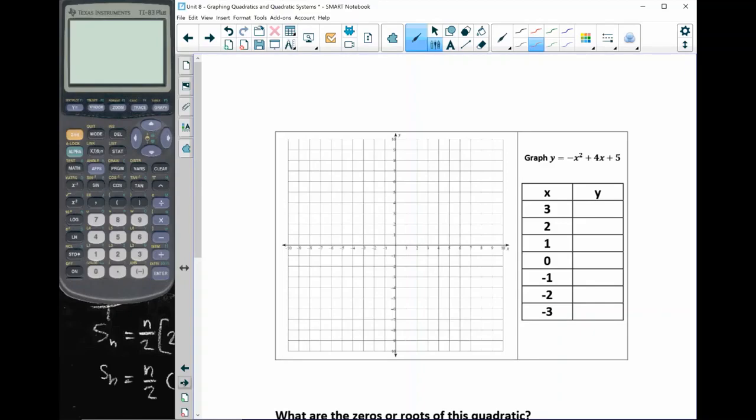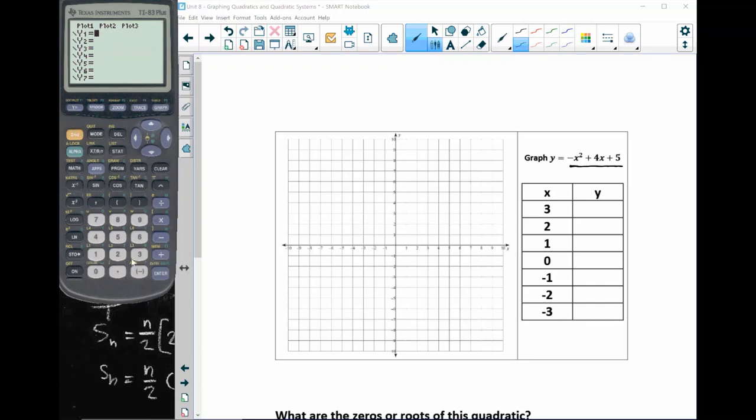So here's another problem. And this time we're going to graph this quadratic. Okay, so how do I do that? Well, I'm going to go to my calculator, which has turned itself off. I'm going to click the on button. Then I'm going to go to y equals and clear the equation that I currently have there.